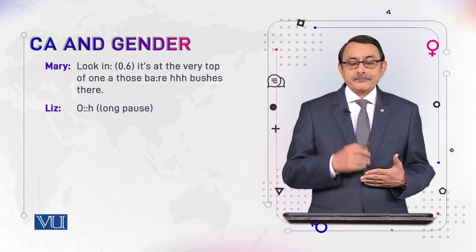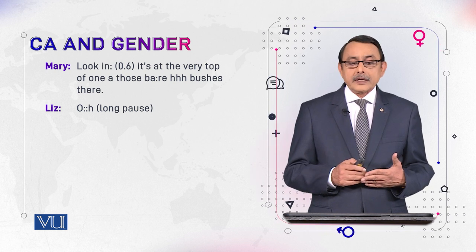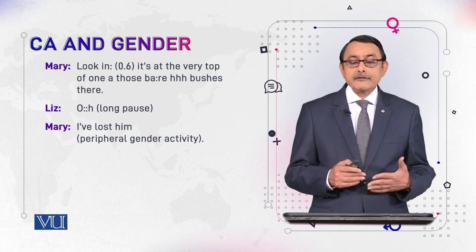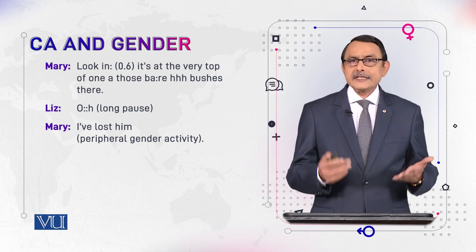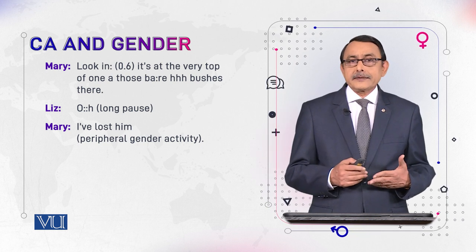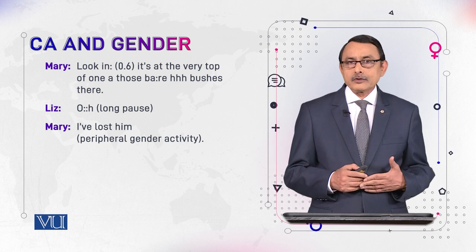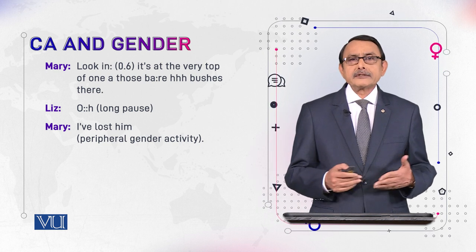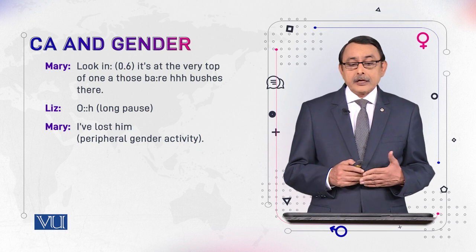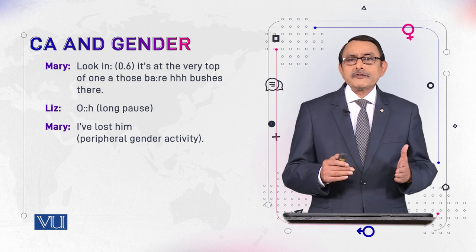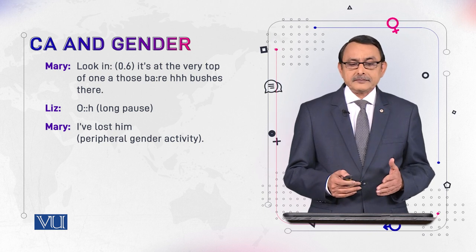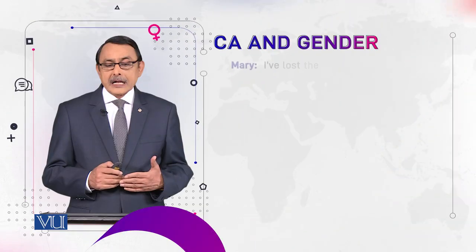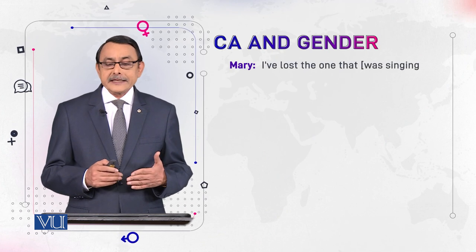Now, Liz answers Mary, oh, then there is a long pause. Mary again says, I've lost him. Someone was over there. He saw Liz. Her answer is very tactful, very meaningful, in that she knows that Mary has definitely noticed some partner, some person, some male friend, etc. Up to this point, the mention of gender was very, very indirect, peripheral. After that, Liz again asked the question, pardon. Mary, I've lost the one that was singing.